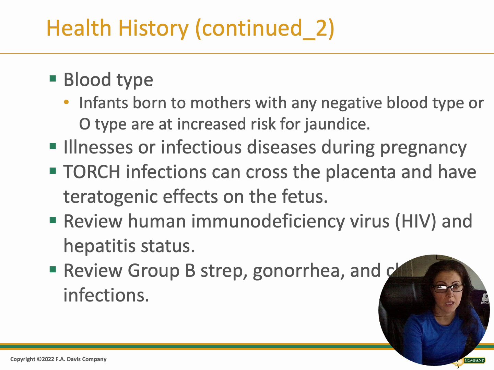impacting the infant. We also want to identify if there were any illnesses or infectious diseases during pregnancy. Going through the TORCH infections, viruses can easily cross the placenta and can have teratogenic effects on the fetus. We want to identify the mom's HIV as well as hepatitis status. We want to review whether or not they had group B strep and whether or not they were treated during labor and delivery, and how many doses of antibiotics they received, and whether they have a history of gonorrhea or chlamydia.